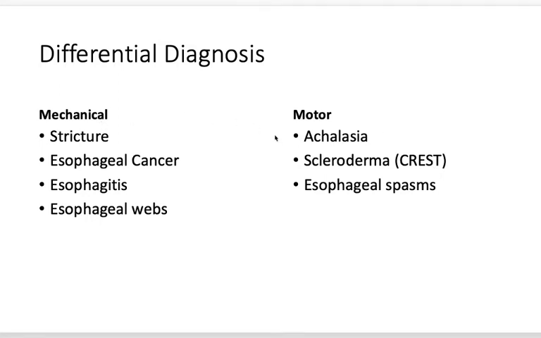So those on the right side are all the motor issues that we've already talked about. And on the left side, we have some mechanical issues that can also lead to dysphagia. The four ones that I think are important to think about include stricture, cancer, esophagitis, and esophageal webs. With regards to stricture, it's essentially any narrowing of any portion of the esophagus.